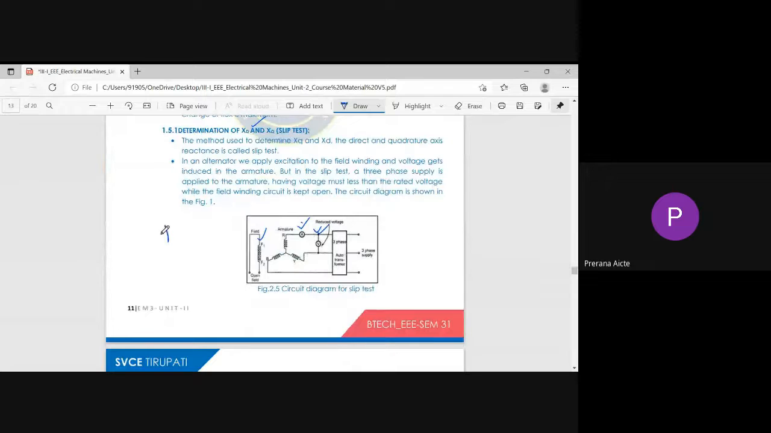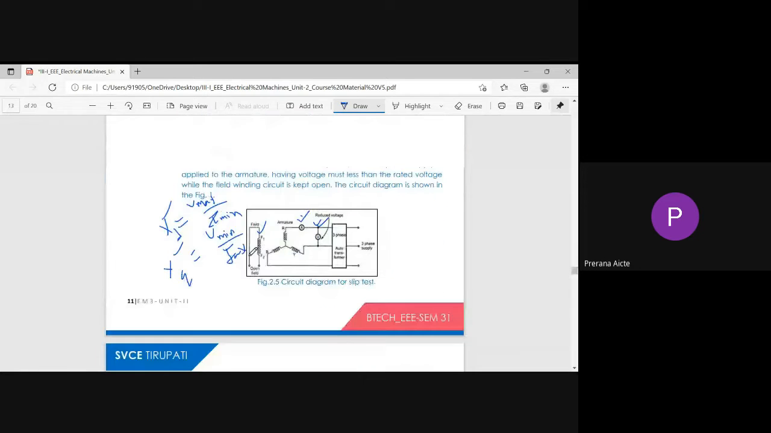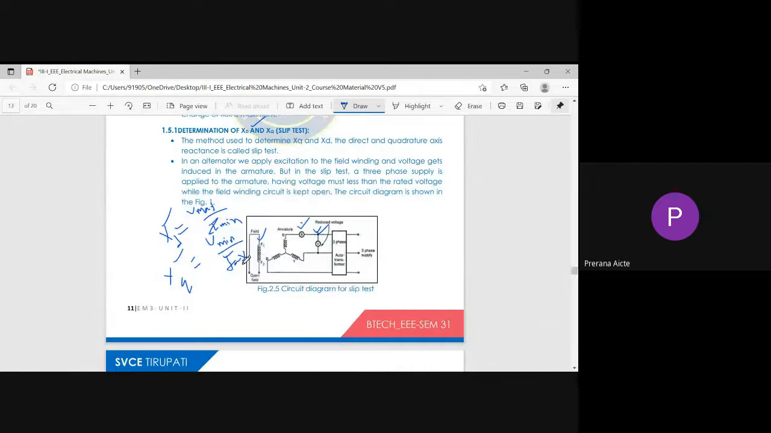Formula: XD equals V max by I minimum. Similarly, XQ is equal to V minimum by I max. Once we find out the XD and XQ values by using this slip test, then automatically we can easily find out the voltage regulation of the alternator.